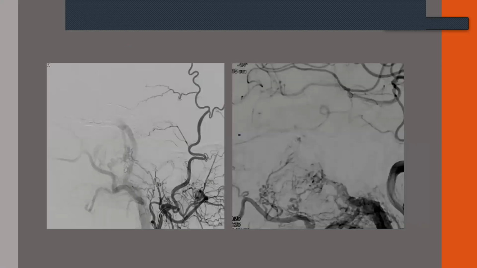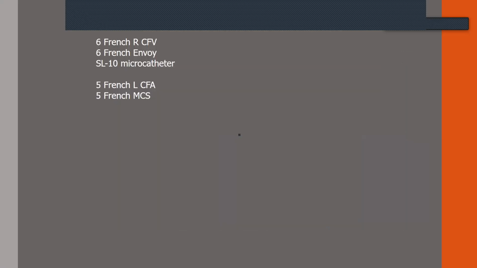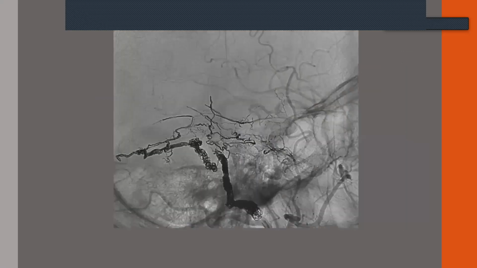You can go to, I think, the slide after this. Yeah, so that picture shows you how much treatment he's undergone. He's got maybe $20,000 worth of coils in there, several vials of liquid embolic, and that's what it took to finally seal this thing off.